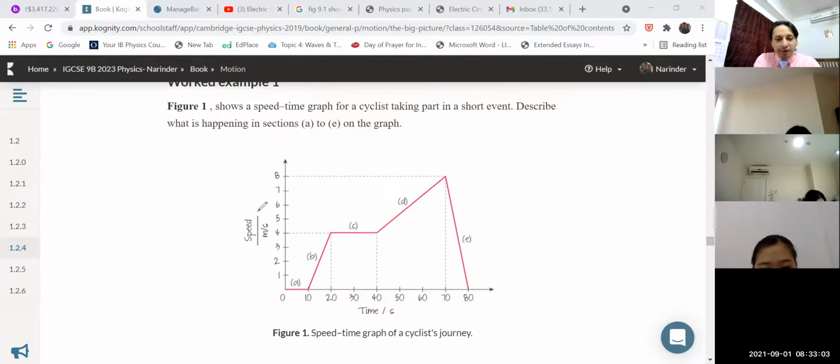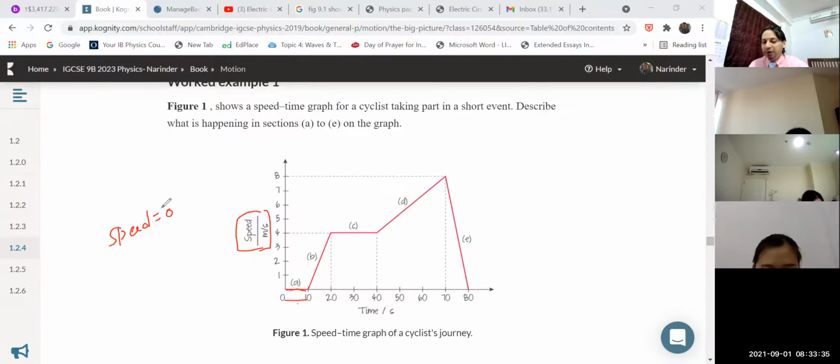Now, children, remember, this time we have speed along the y-axis. Just forget about the distance now, children. We have speed. And for a time interval of 0 to 10 seconds, observe, children, is there any increase in speed? The line is flat. Along the time axis, speed is 0. Can you find that the speed is 0 here, children?